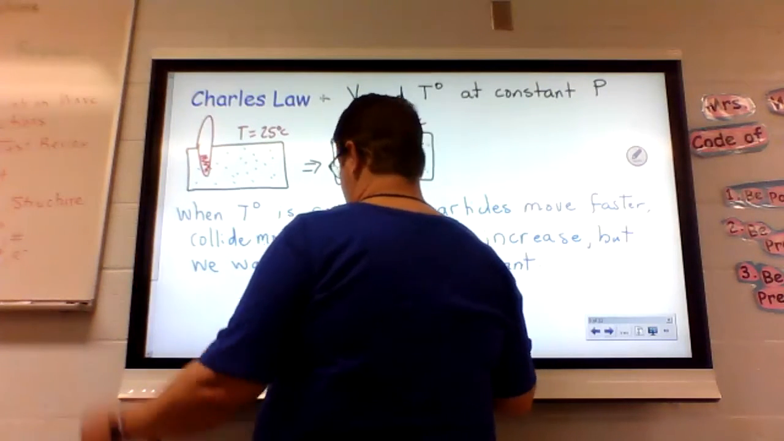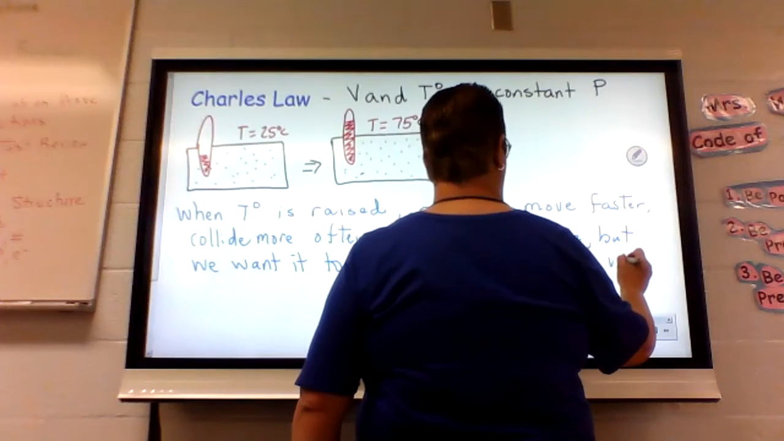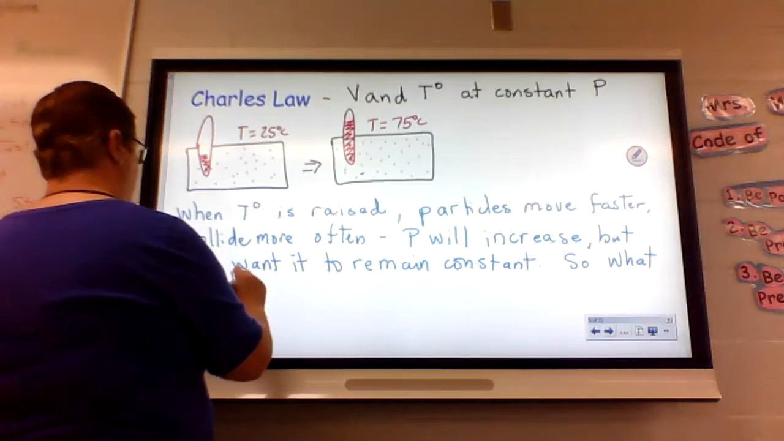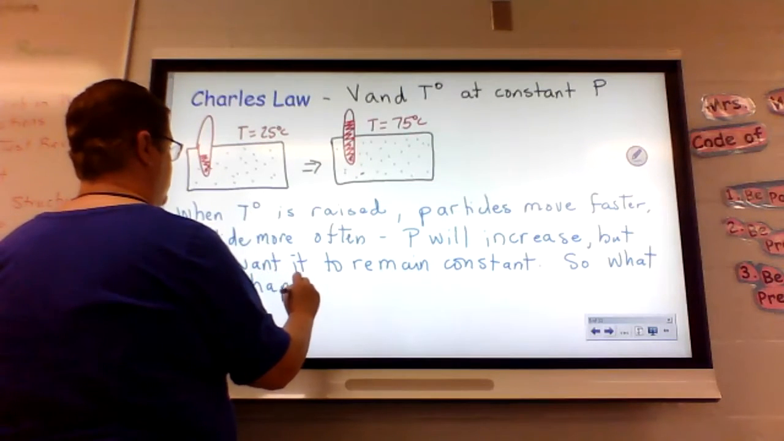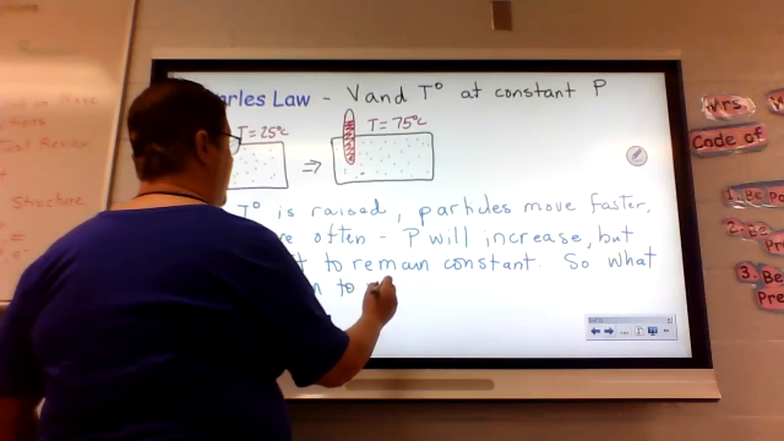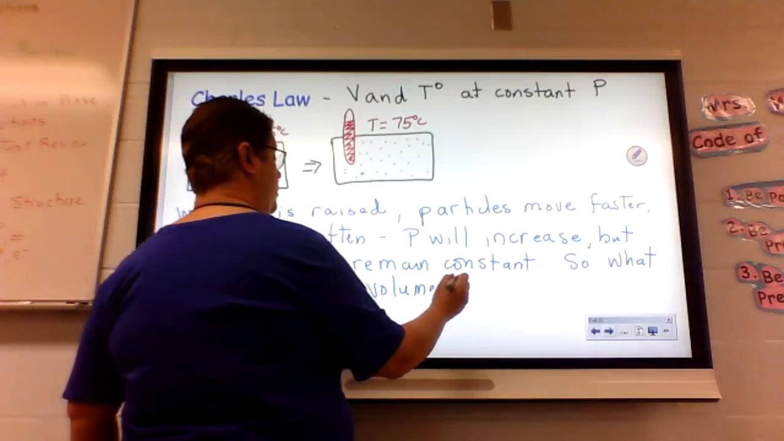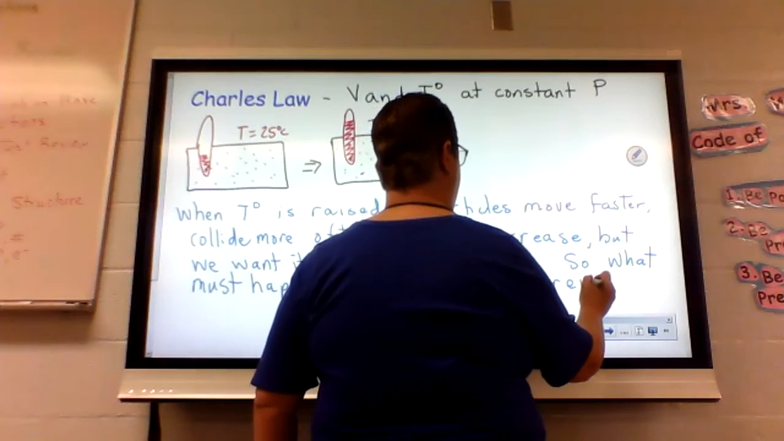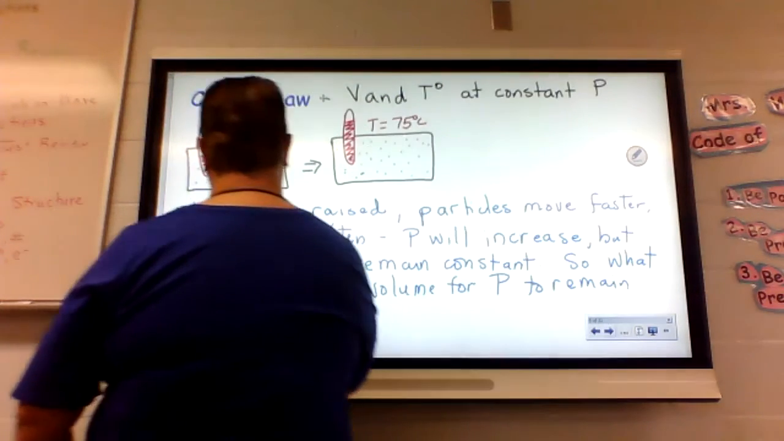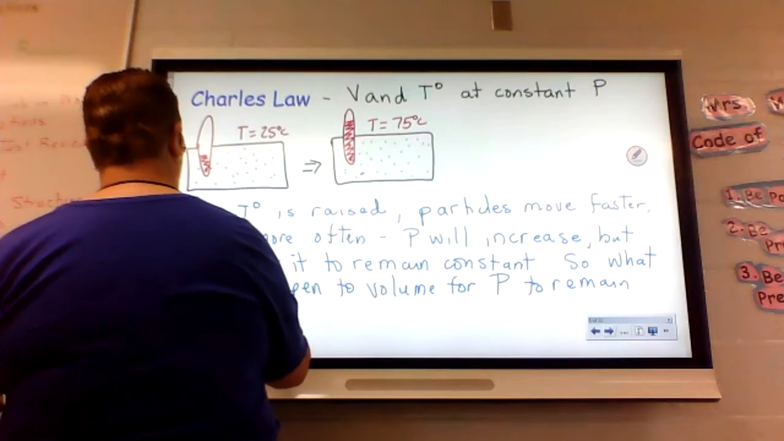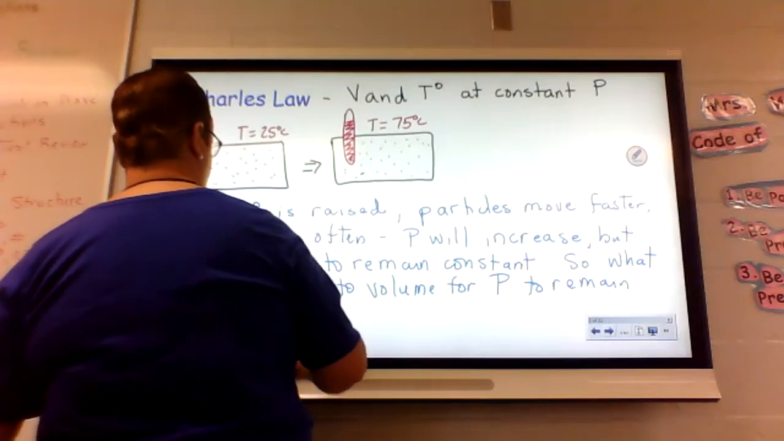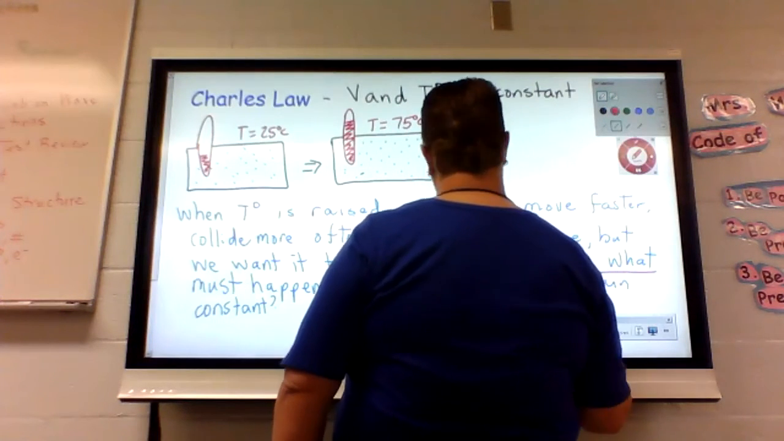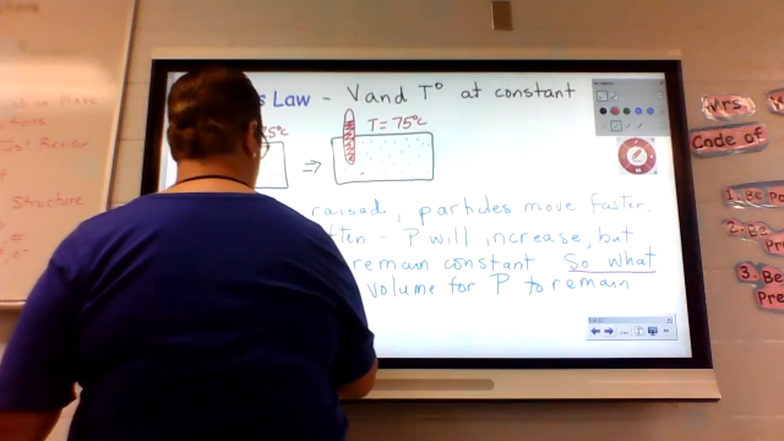So that's the question I'm asking. What must happen to volume for pressure to remain constant? It must increase. Whenever you're drawing these pictures, do you necessarily need the pictures, or do you just need to write that the temperature's increasing with the particles? You don't have to have the pictures. I just like them.